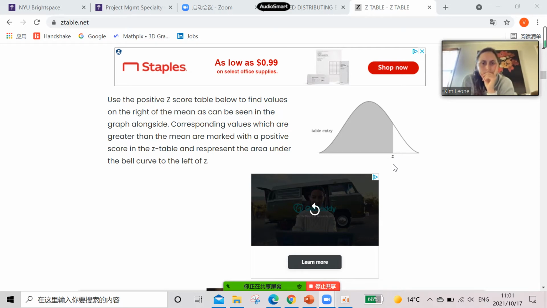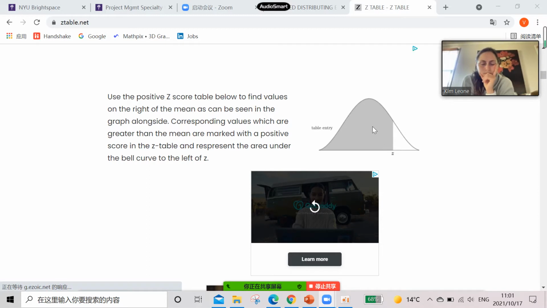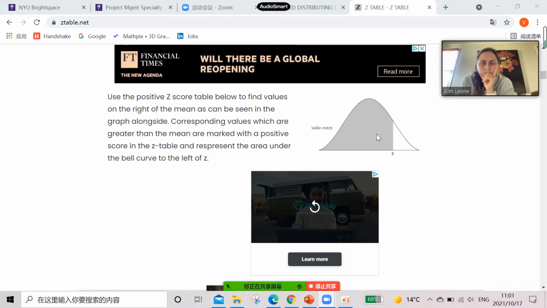Okay, sure. So this is a Z distribution. Here Z equals something like 2.73, and I want to find the white area beyond Z greater than 2.73. But in the Z table, the probability is the shaded area. Sometimes the shaded area is on the right, sometimes on the left. So first you need to see what the graph looks like, and then you look at the table. The table will always give you the probability of the shaded area.